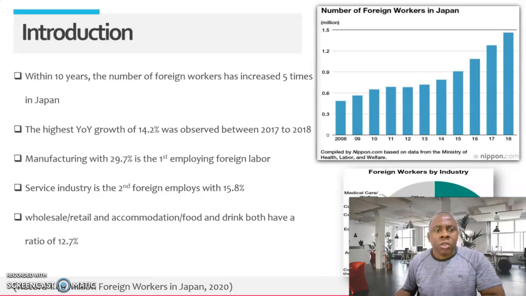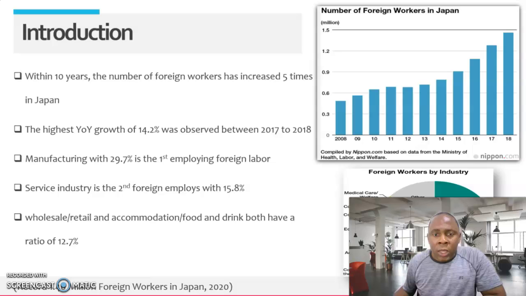As an introduction, within the 10 years, the number of foreign workers has increased by 5 times if you look at the graph here, which culminates in year 2017 to year 2018 with a 14.2% of growth. This is the highest one year on year.